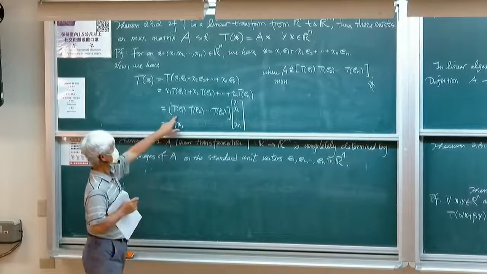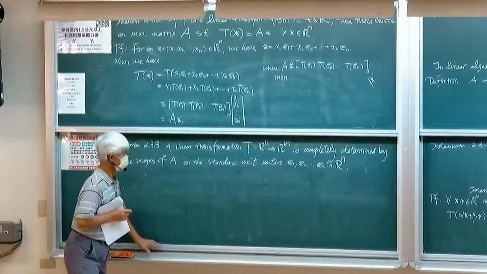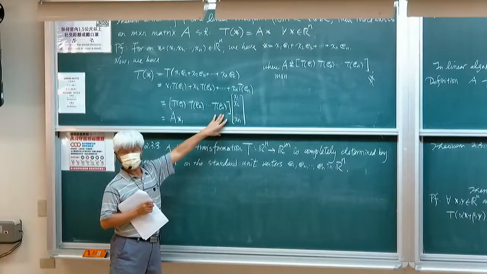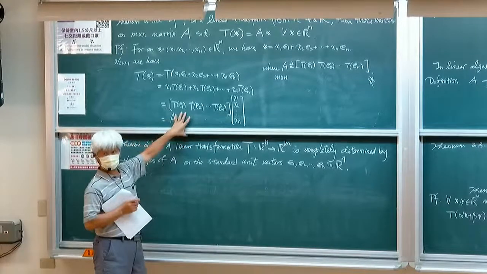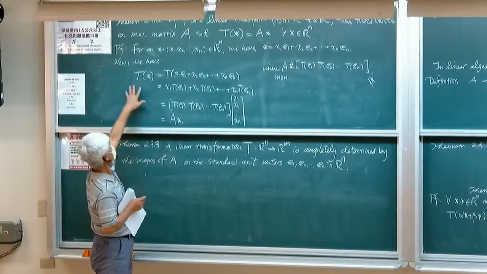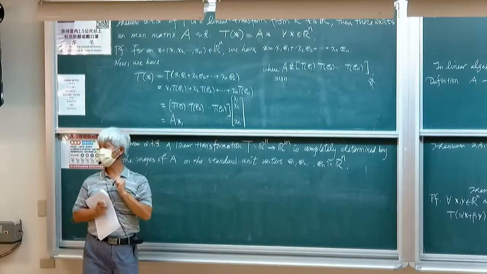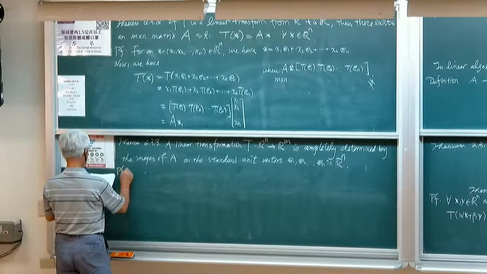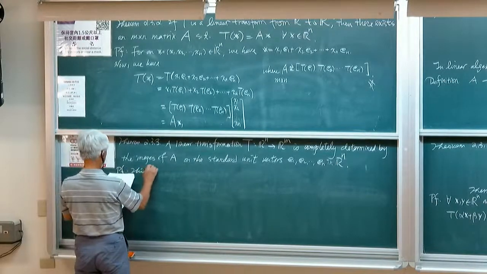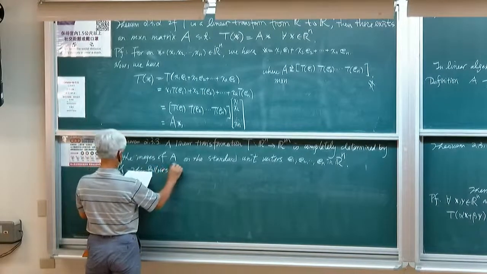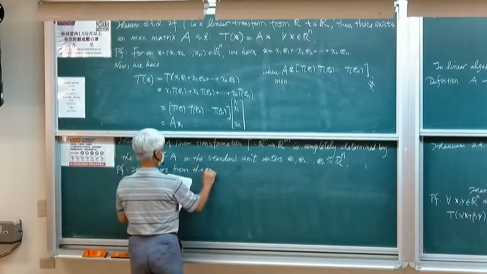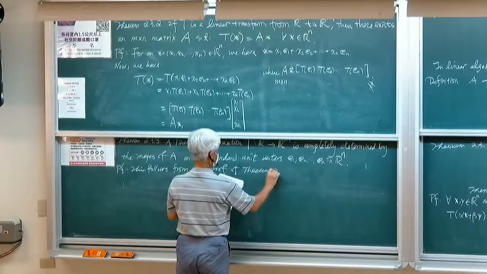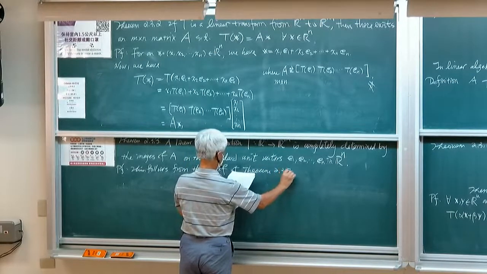Right, just like here. Once we know the image of T on e1, e2, and en, then we can construct a matrix A. And then T of x is equal to A multiplied by x. Okay? So the proof follows from the proof of the previous theorem.